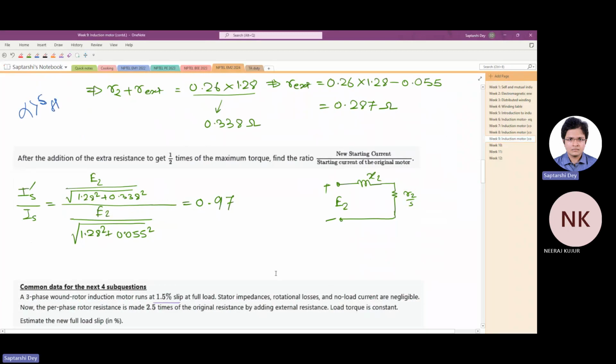Now the question is, how does the starting current change? So this is the circuit. Starting means S equals 1. So simply two resistance values, just find out the current ratio like this, you get this. That's it.